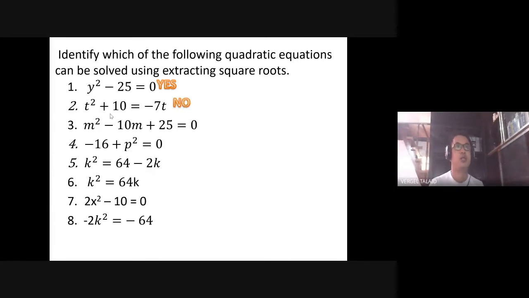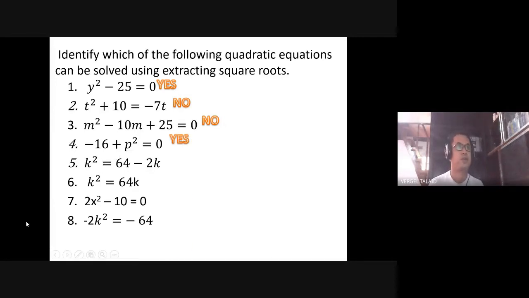So, it is no. Third, m squared minus 10m plus 25. Still, we have here the linear term, negative 10m. So that cannot be solved using extracting square roots. How about number 4? Negative 16 plus p squared. Since we have only a constant and a quadratic term, the linear term is missing. So this can be solved using extracting square roots.